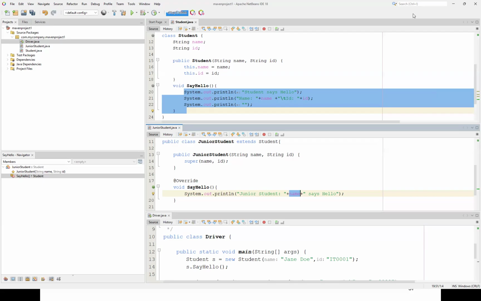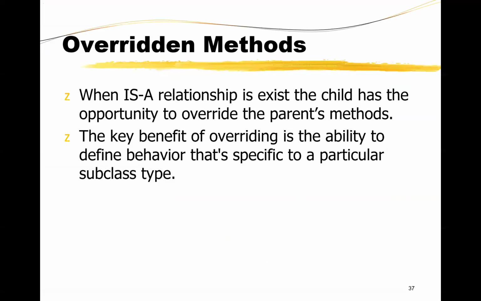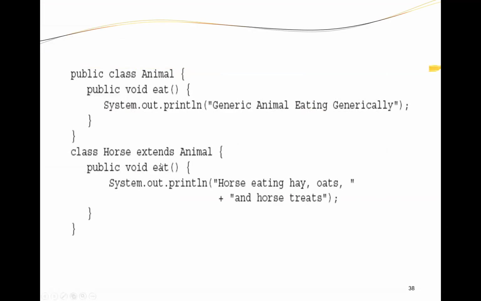Try out quickly. Overriding, we have discussed here. Here is an example. You can see there's a class Animal, which is a superclass, which has the method eat. It says "generic animal eating generically", and there's a class Horse, a subclass of the Animal class, where you override the method eat: "horse eating hay, oats, and horse treats". So in the Animal class, the eat method would display "generic animal eating generically". The Horse class eat method would display "horse eating hay, oats, and horse treats".